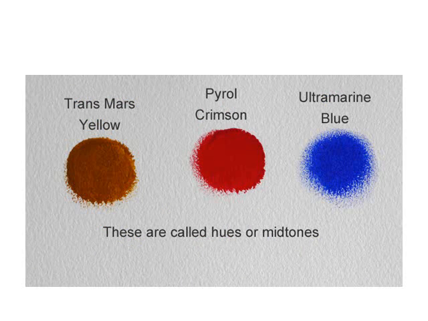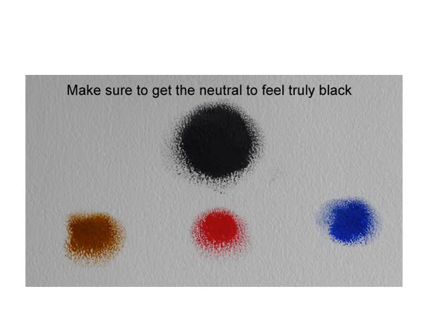Let's start out with a simple palette based on three transparent primaries. In the grammar of color, these are called hues. Hues are primaries or secondaries, often color as it comes out of the tube. We're using transparent primary hues because these are the most versatile. The first thing we do after putting out the hues is to make a chromatic neutral with them. Make sure to get it feeling really black.